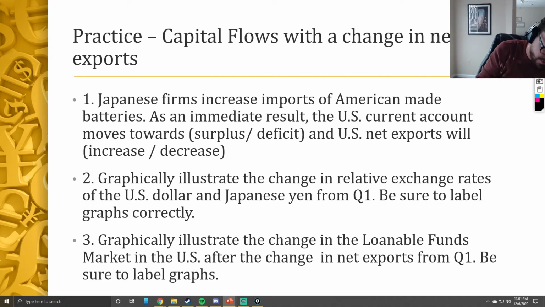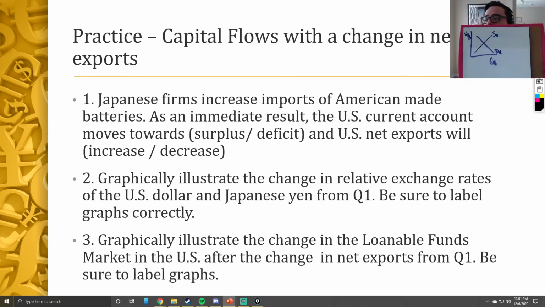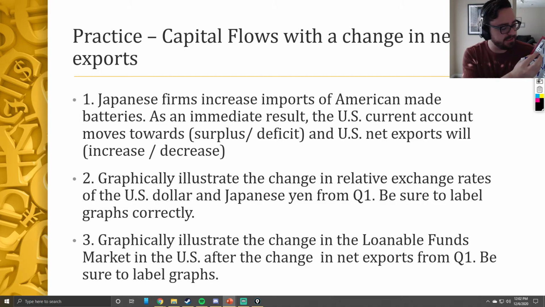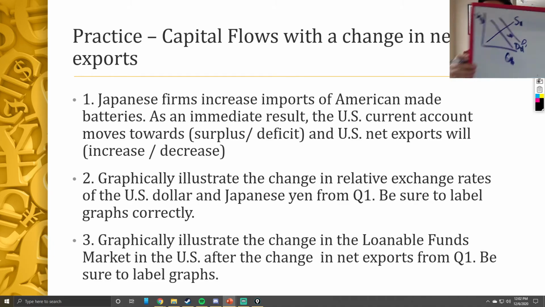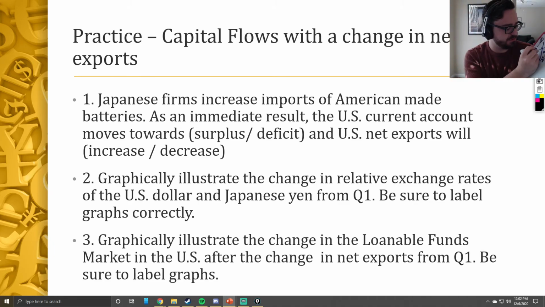On my dollar graph, which is quantity of dollars and yen per dollar, they are buying more dollars. They are buying more American goods. They want more US dollars, so the demand for dollars is going up. It says to show the change in exchange rates. That would be my equilibrium. I have to do my dotted line stuff.